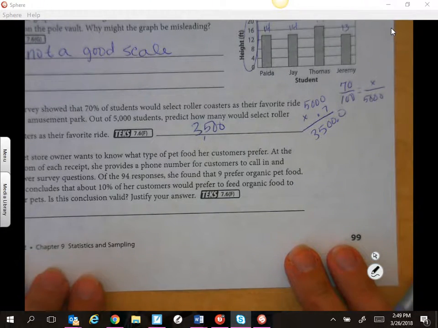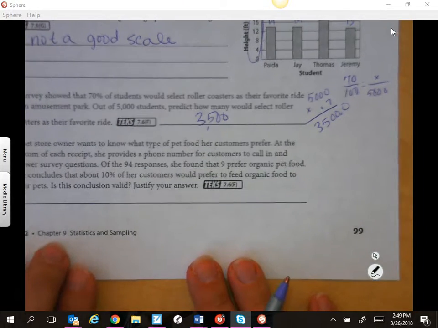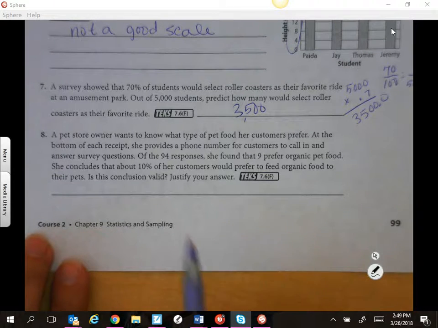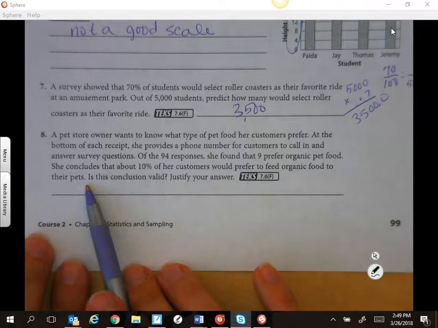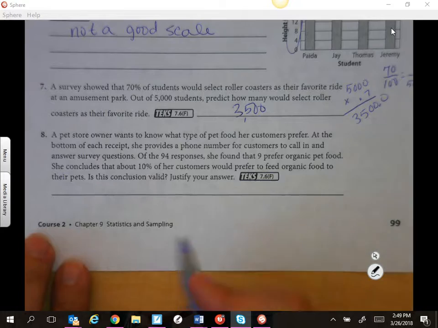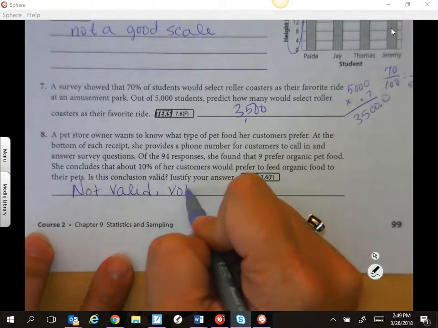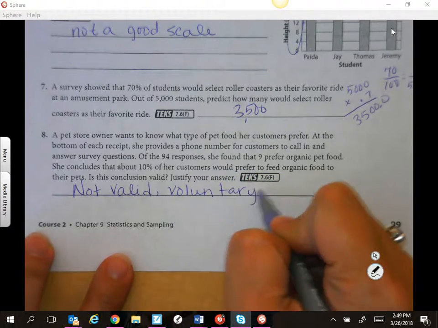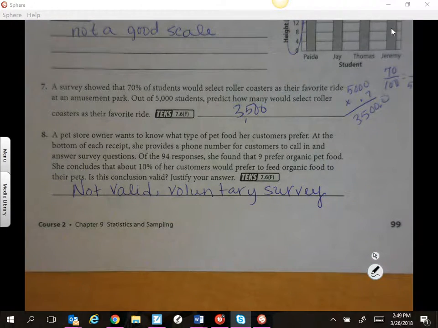A pet store owner wants to know what type of pet food her customers prefer. At the bottom of each receipt, she provides a phone number for customers to call in and answer survey questions. Of the 94 responses, she said 9 prefer organic. She concludes that about 10% of her customers would prefer organic food for their pets. Is this valid? No, this is not, because it's a voluntary survey. They're choosing to do the survey and call in, so you don't really know if that's a good sample of what they actually bought based on the population.